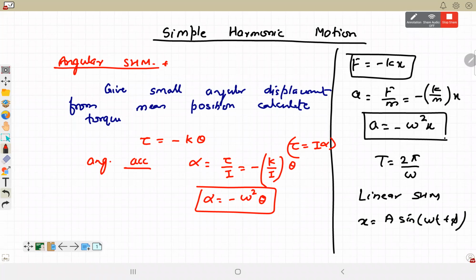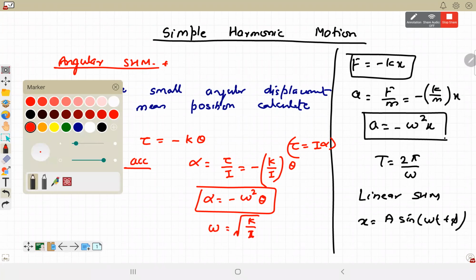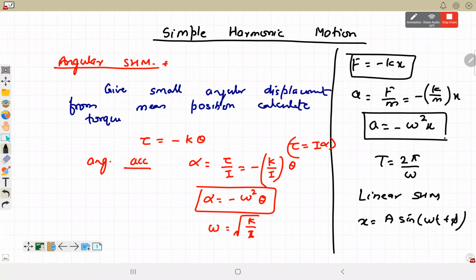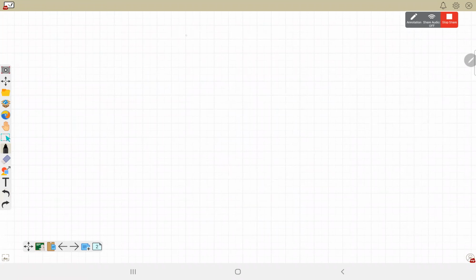Correct? So in this case we have to find the omega, and from omega we get the time period as 2 pi by omega. So what was simple SHM that we did, like the normal simple pendulum. But a simple pendulum can be assumed as an angular SHM also. For the simple pendulum we can apply both approaches, like F is equal to minus kx, or we can also assume this to be an angular SHM in terms of angle theta.